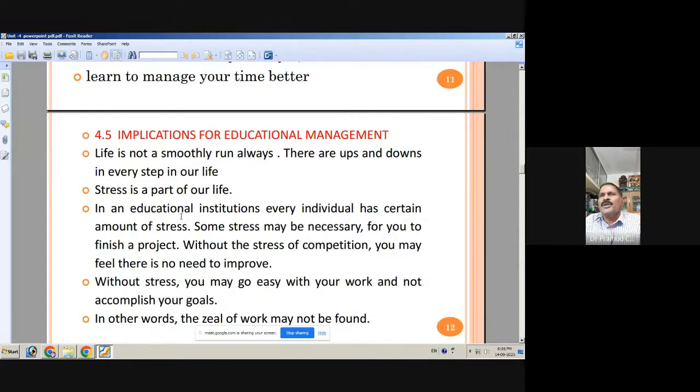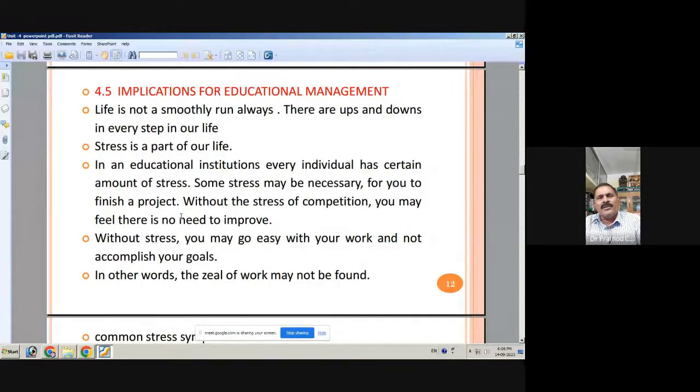Learn to manage the time properly. When we are observing that life is not a smooth functioning process, it will never run very smoothly. There are ups and downs in every step of our life. So why are there ups and downs? Because when we are unable to achieve the objectives, when we are unable to do something, at that time we are getting stress. So stress is part of our life.